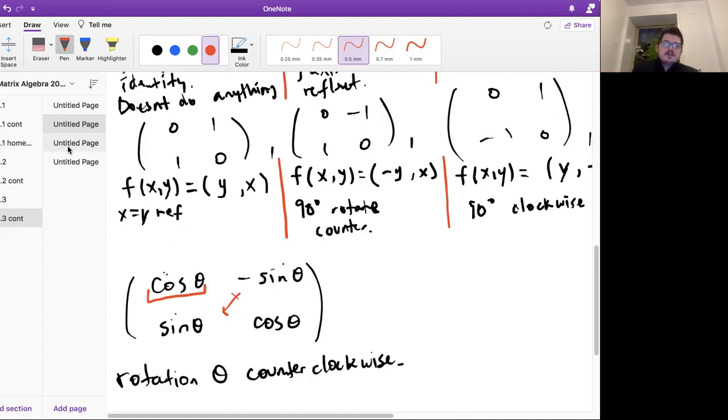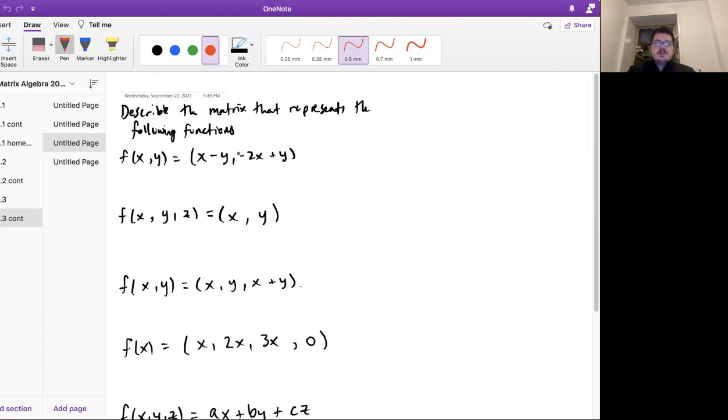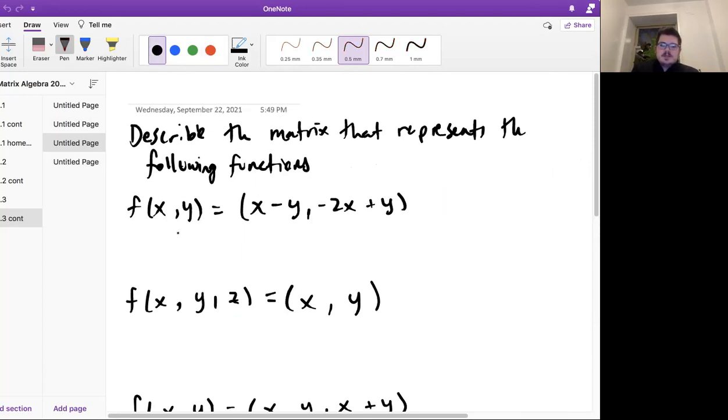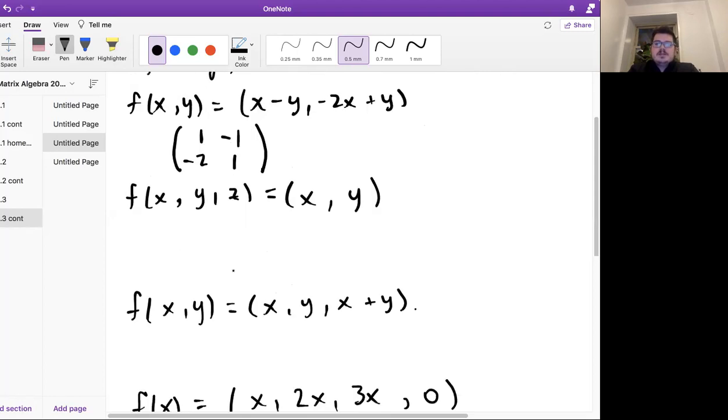Okay. So now let's go from function to matrix, just to get comfortable with this. Can someone tell me this matrix up here? So f of xy is equal to x minus y, comma, negative 2x plus y. What would the entries in the matrix be? Yeah, 1, negative 1 is the first row, and negative 2, 1, correct.